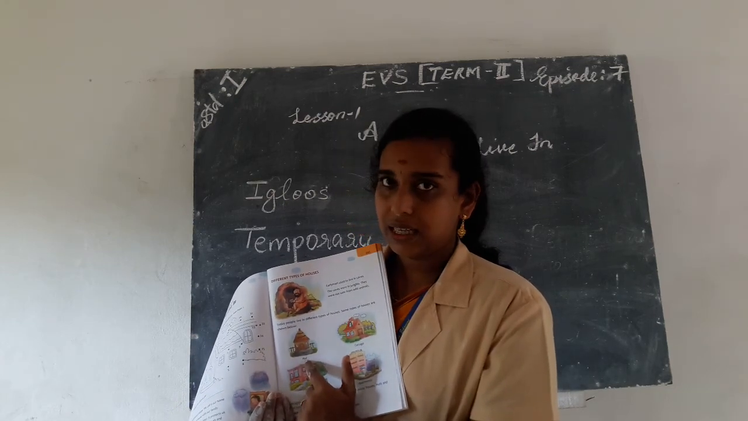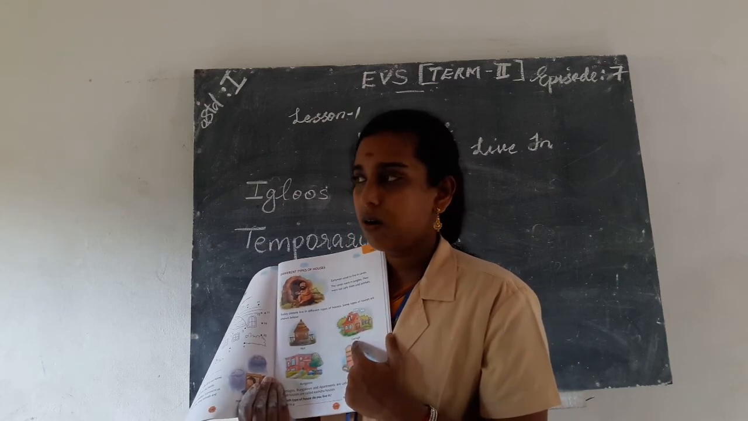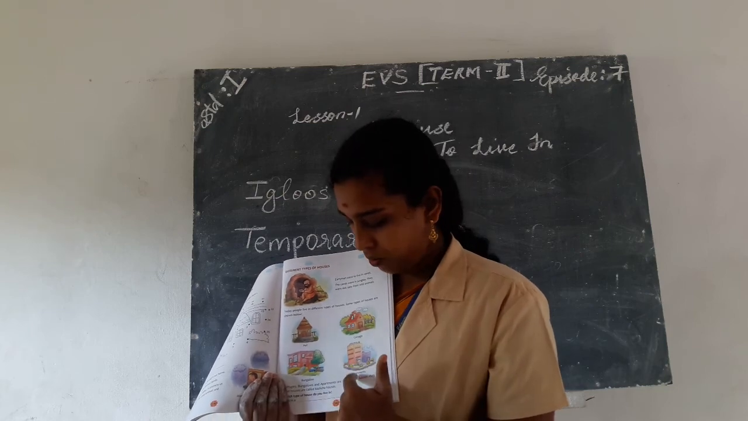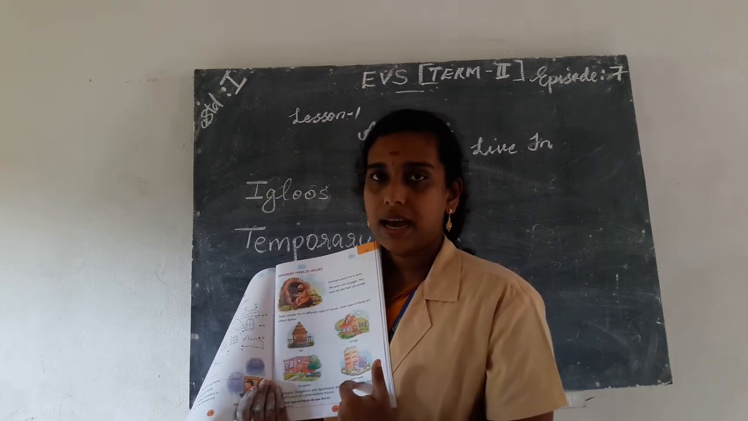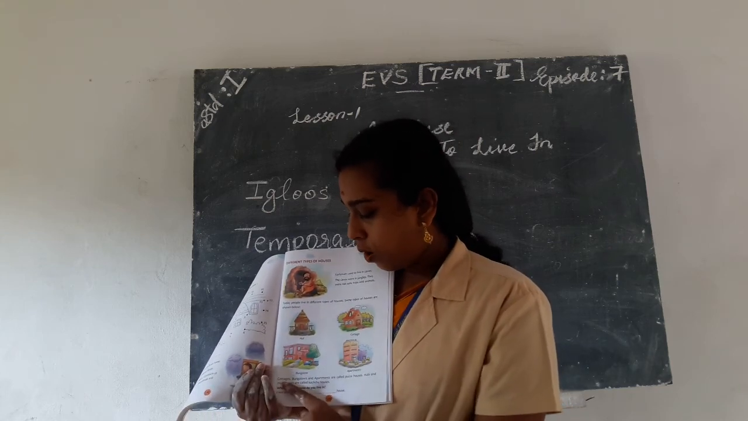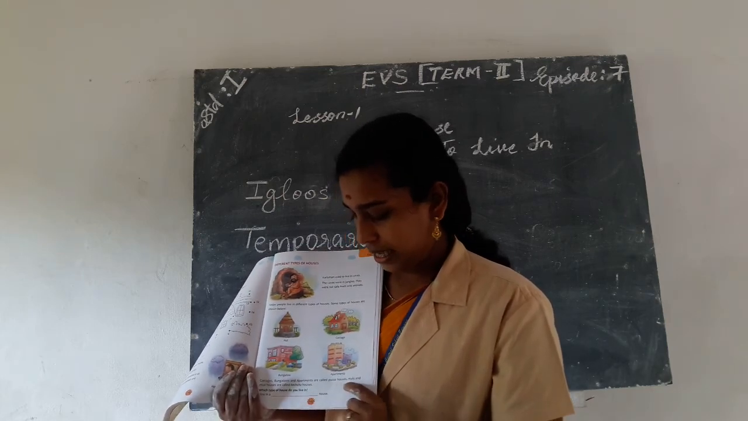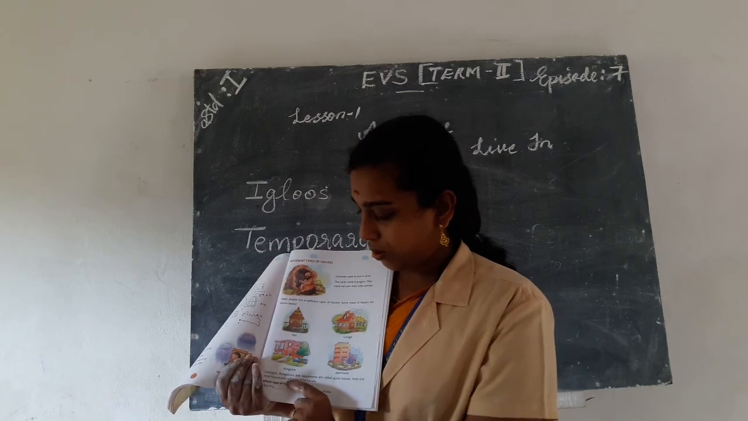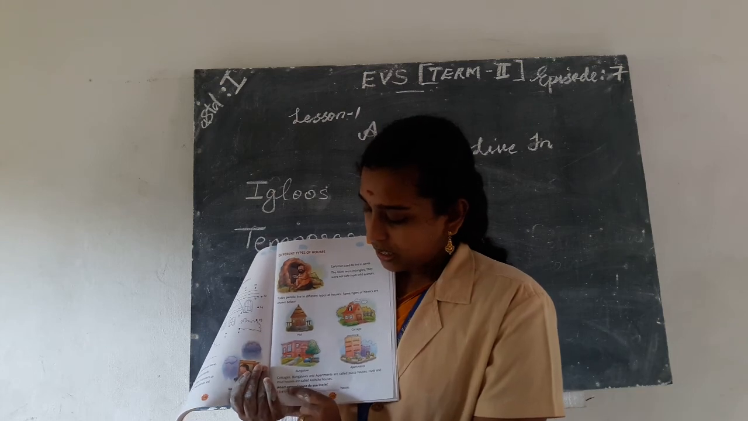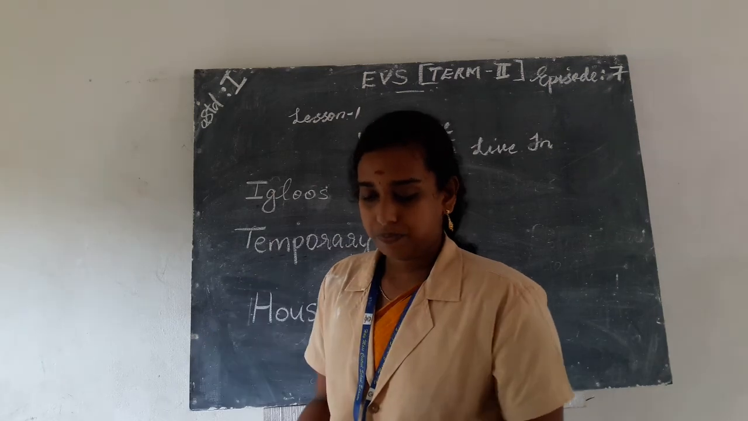They are hut, H-U-T; cottage, C-O-T-T-A-G-E; bungalow, B-U-N-G-A-L-O-W; then apartments, A-P-A-R-T-M-E-N-T-S. Cottages, bungalows and apartments are called pakka houses. Huts and mud houses are called kacha houses. Here's a question: which type of house do you live in? We live in a pakka house.